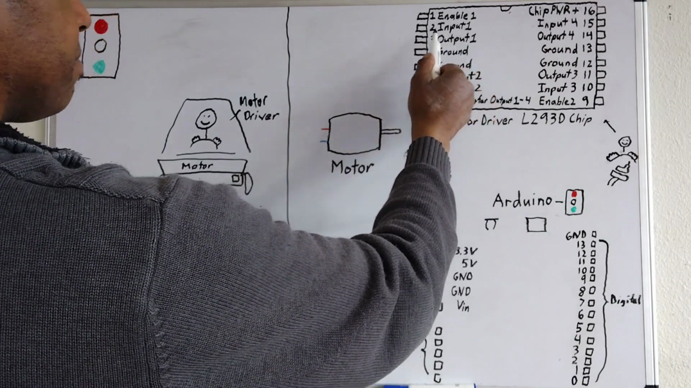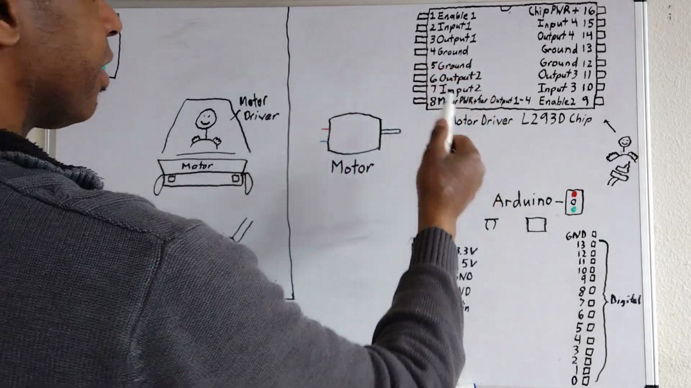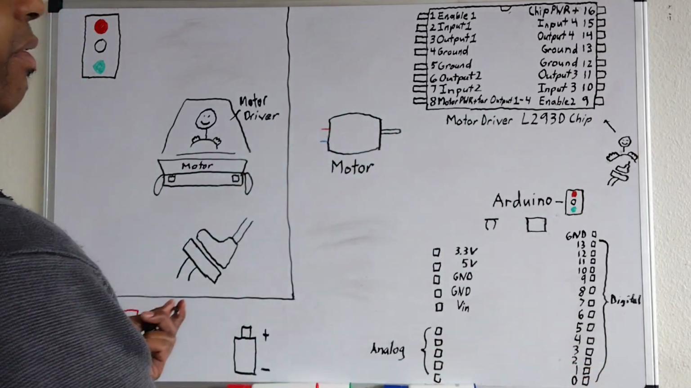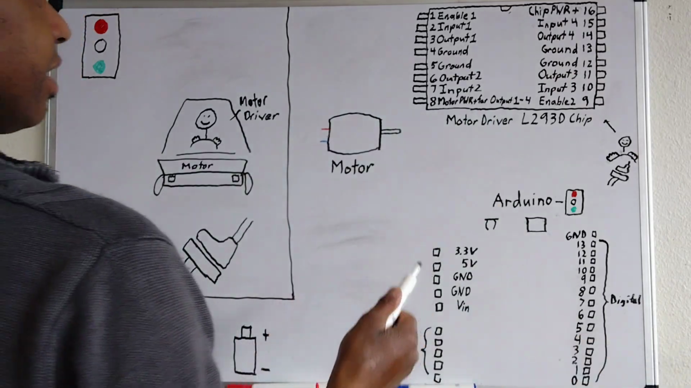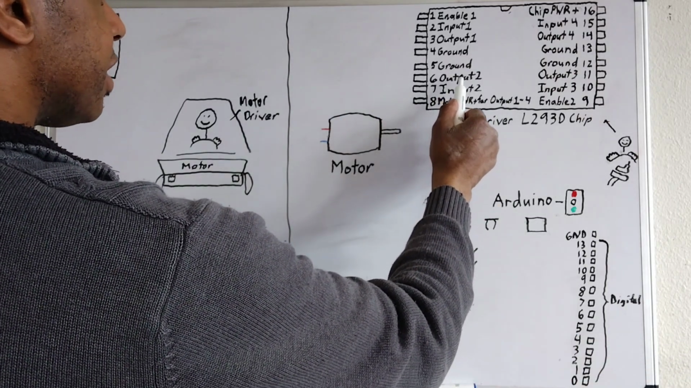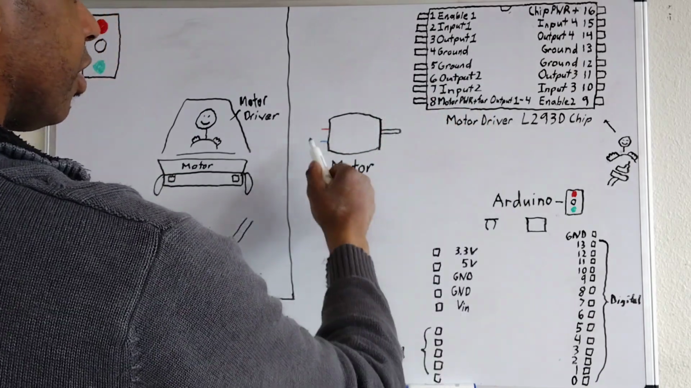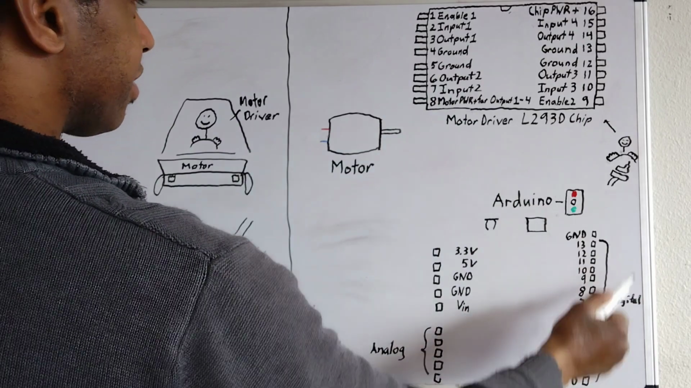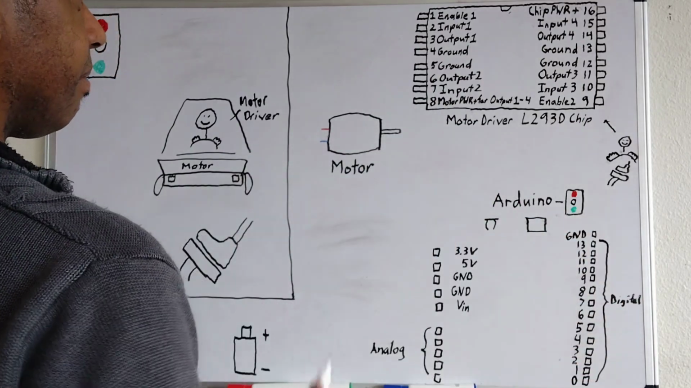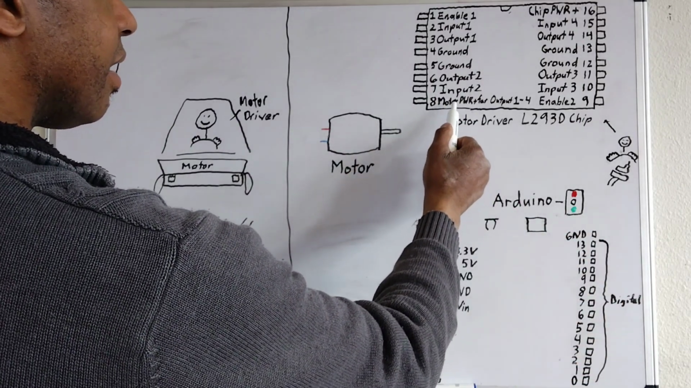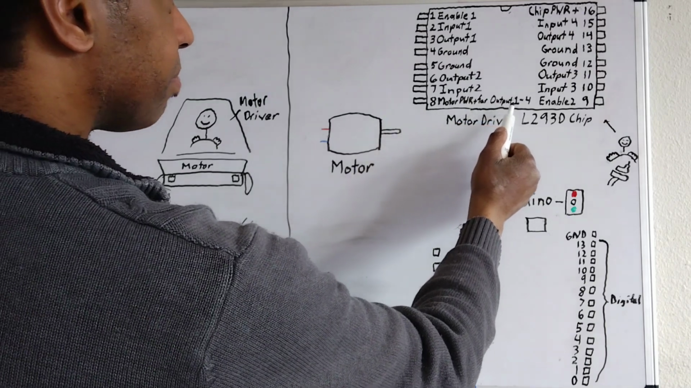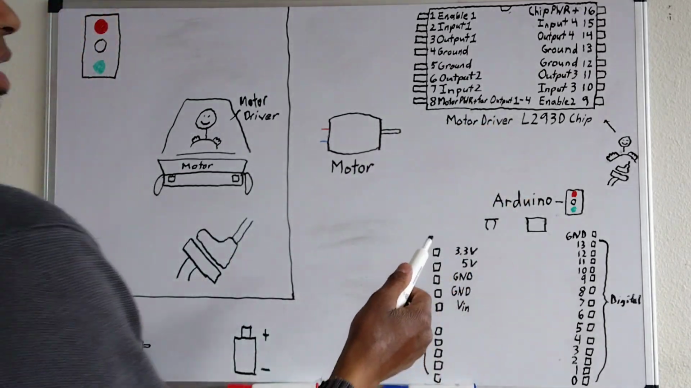Output 1 is the output from it to the motor. Ground, well, everything needs ground in electronics. Output 2 is the output to the motor also. Input 2 is another input to the motor. And motor power for output 1 through 4, well, everything needs power.